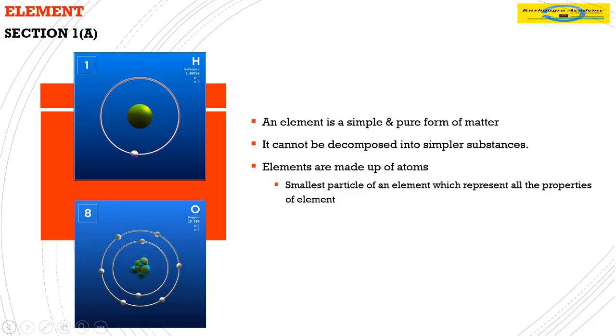You can see in this picture, this is the picture of an oxygen atom, the element oxygen, and this element is made up of small atoms of oxygen. That is, elements are made up of atoms, and the smallest particle of an element which represents all the properties of the element is called an atom.